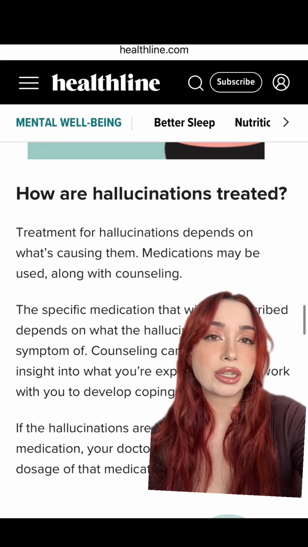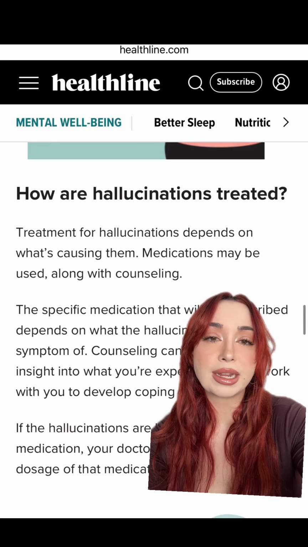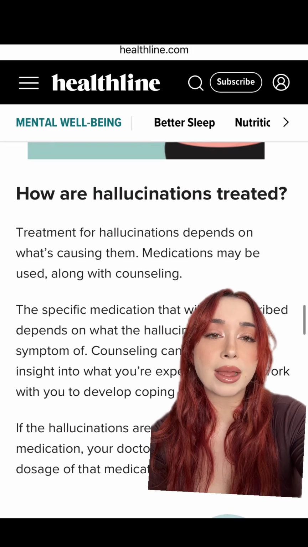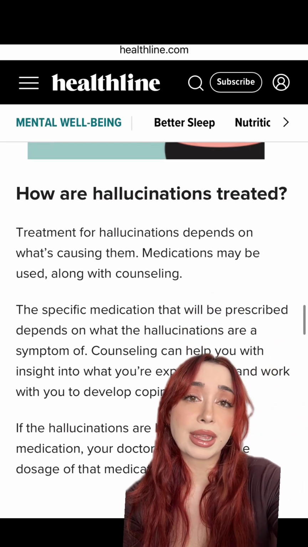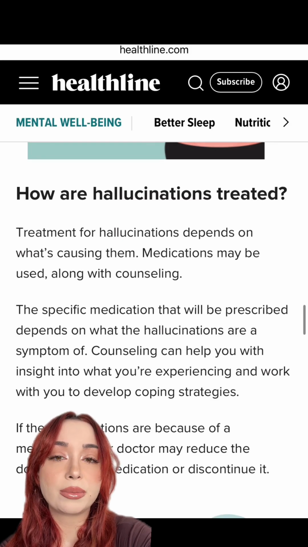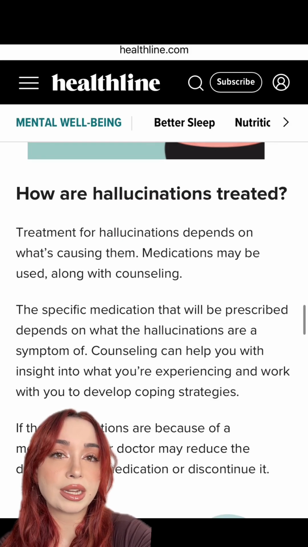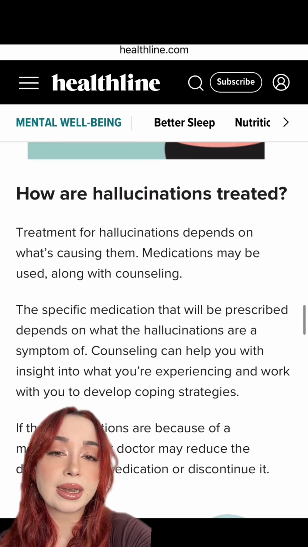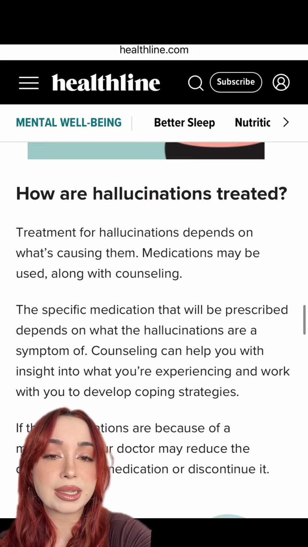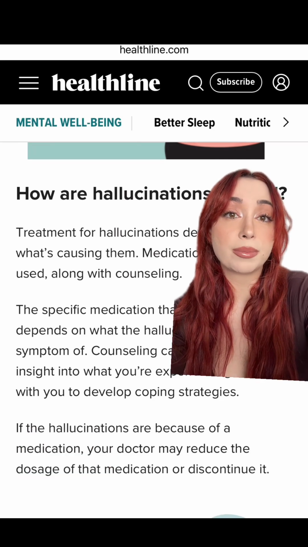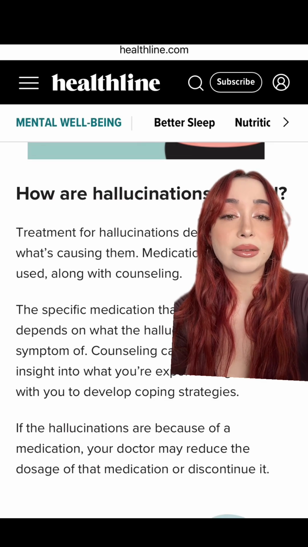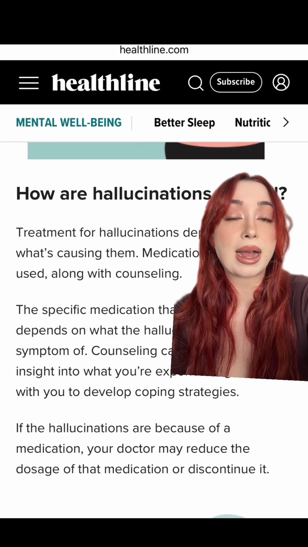How are hallucinations treated? Well, treatment for hallucinations depends on what's causing them. Medications may be used along with counseling. Specific medication that will be prescribed depends on what the hallucinations are a symptom of. Counseling can help you with insight into what you're experiencing and work with you to develop coping strategies. If the hallucinations are because of a medication, your doctor may reduce the dosage of it or ask you to discontinue it.